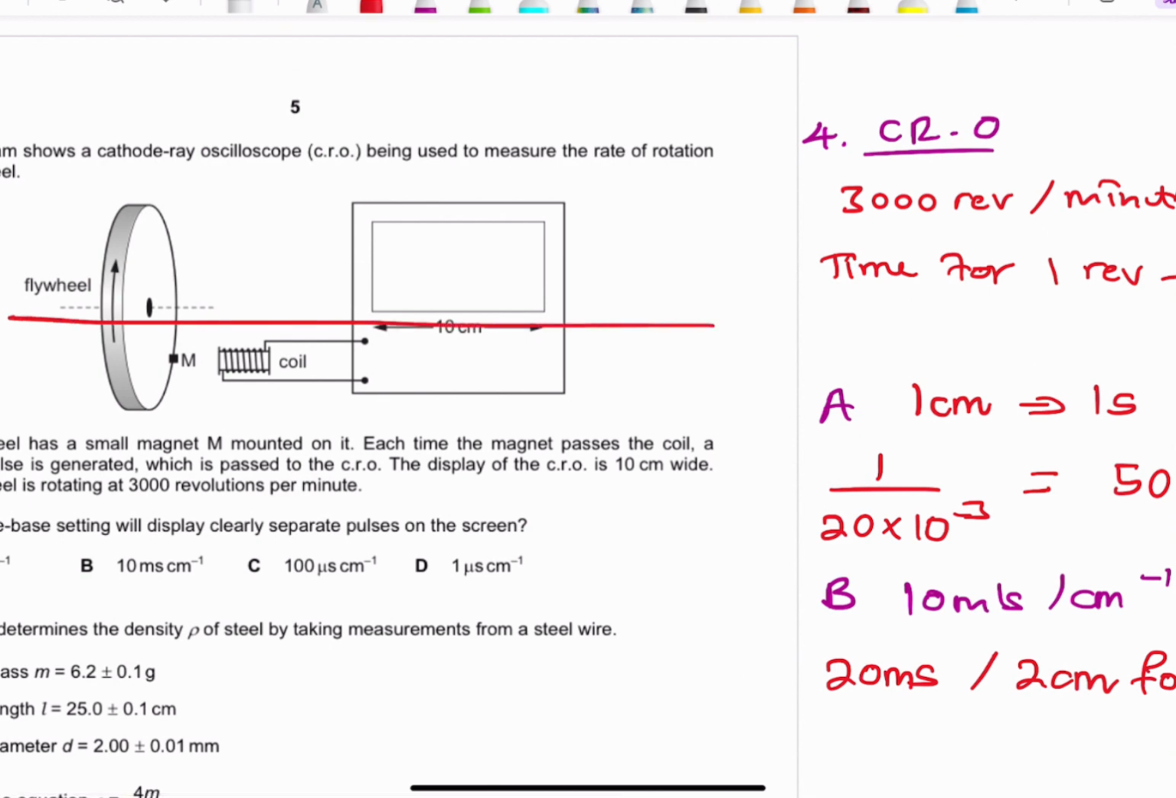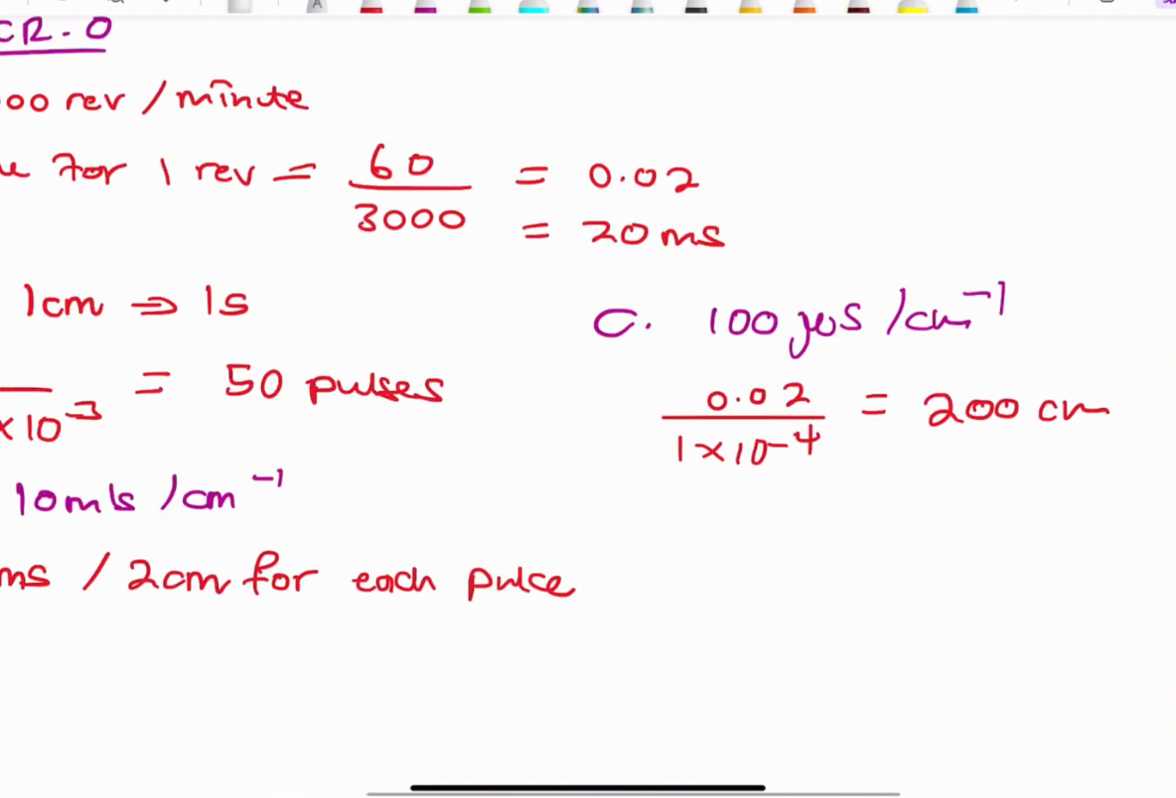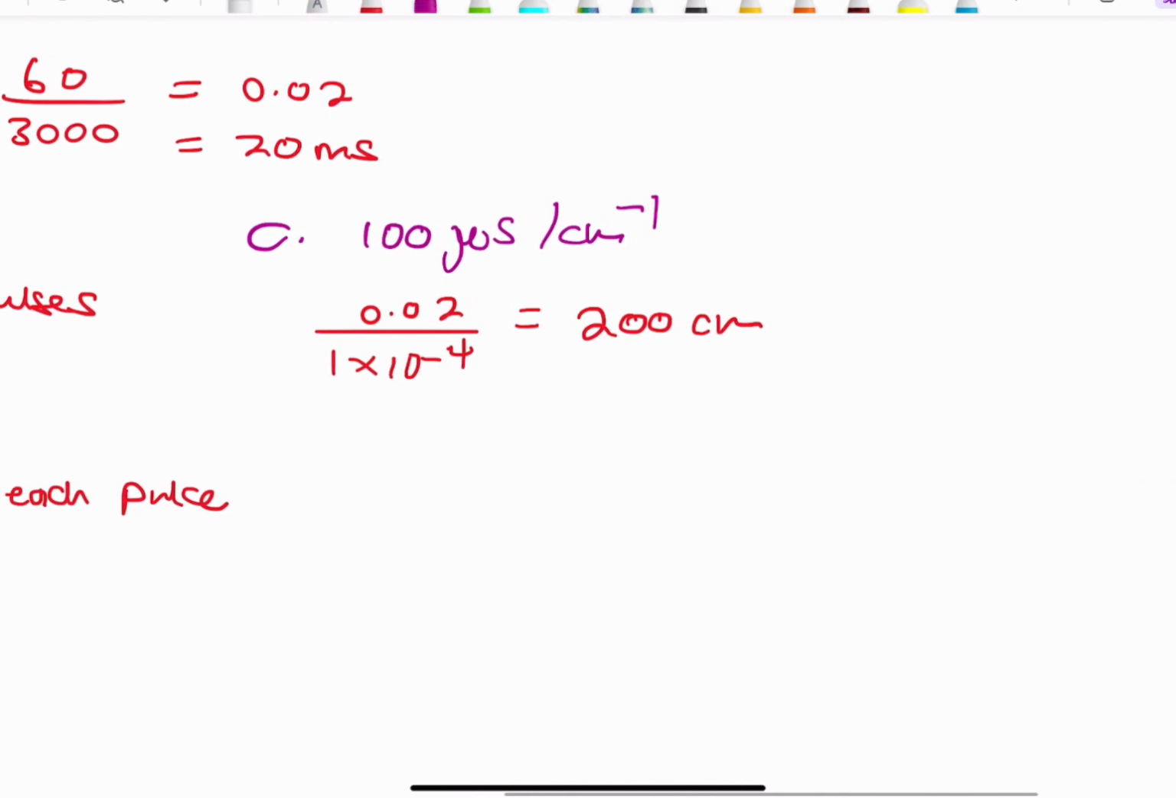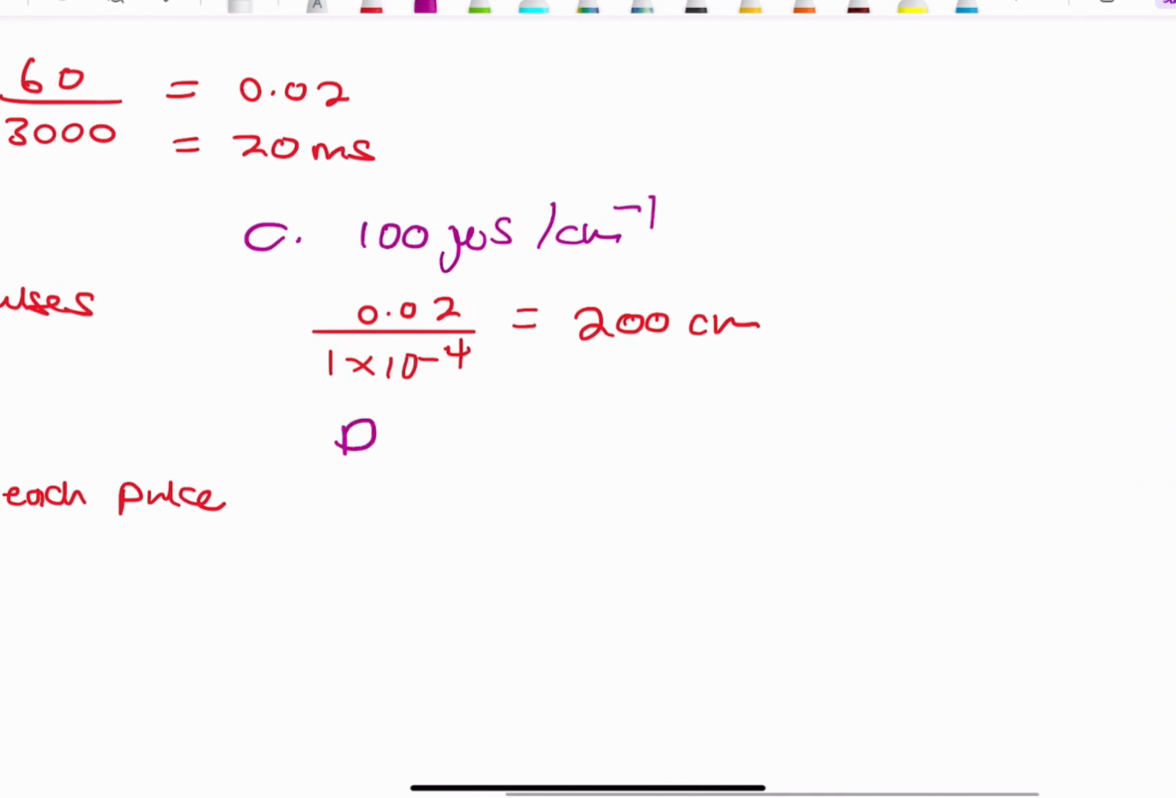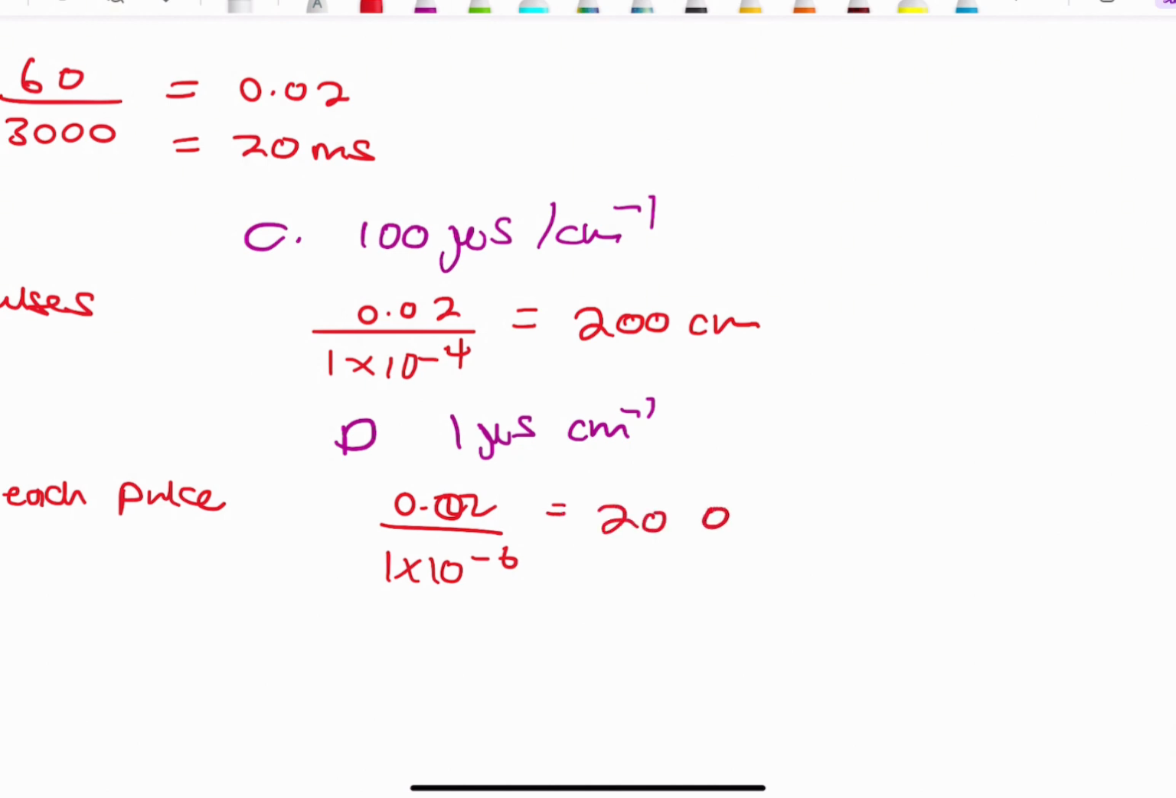So you need something like this, and for your pulse to form, you just see a line being formed on the screen. You won't even see the pulse itself. Even if you were to go to D, you're telling me that 1 microsecond is going to be represented per centimeter. If you divide this 0.02 by 1 times 10 to the power of -6, that's basically equivalent to over 20,000.